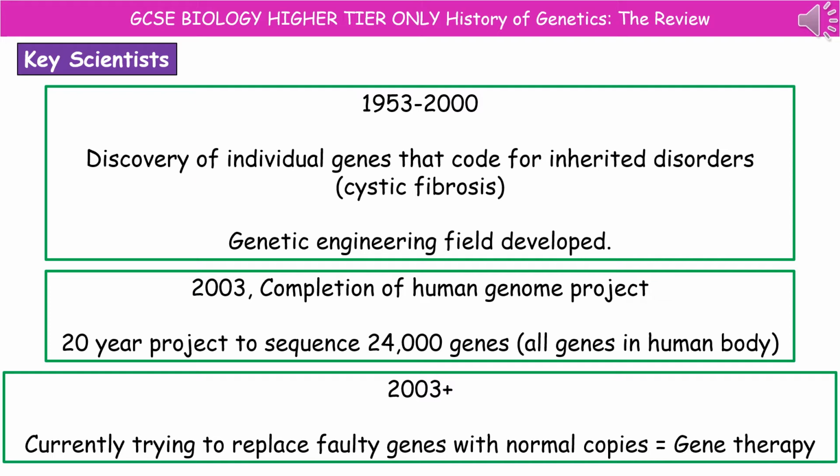By the time we get to 2003, the Human Genome Project was completed, which was a 20-year project to sequence 24,000 genes, which are all of the genes in the human body. And since 2003 and the completion of the Human Genome Project, we've been trying to carry out gene therapy, which is where we're replacing faulty genes with normal copies.